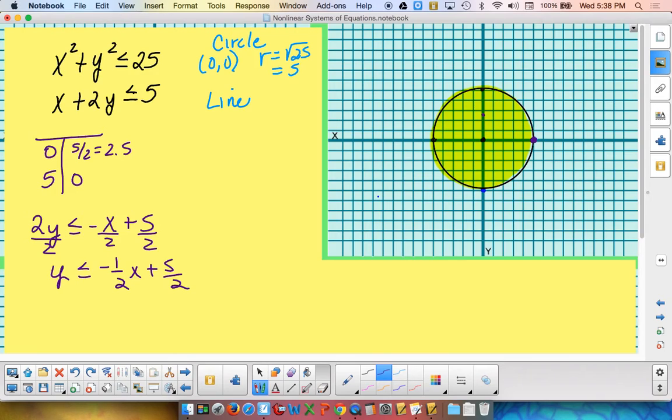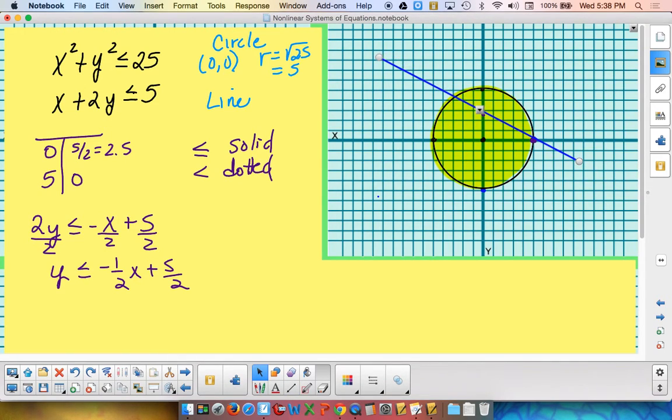And is this another thing I forgot to point out, is this a solid line or a dotted line? Remember, if it's got an equal sign, it's solid. If it's just a less than sign, it's going to be dotted. So in our case, this one is indeed solid. So I'm going to attempt to draw a solid line through here, through those 2 points. And then I'm going to cheat and extend my line outward.